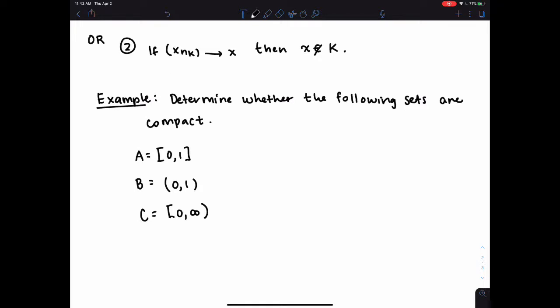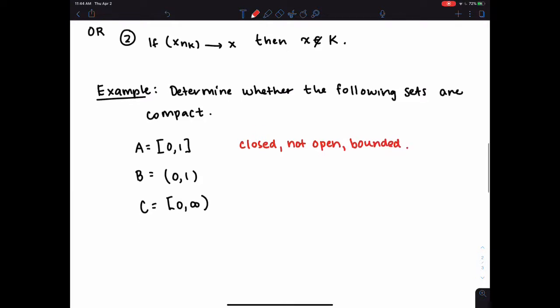So let's write out the properties that we know about each one of these. In the first one, we know the first one is closed. We know it's not open because of the endpoints. The endpoints won't have epsilon neighborhoods around them. And the other property we can talk about is bounded, and we do know that this is a bounded set. It's bounded by the number m equals 1.